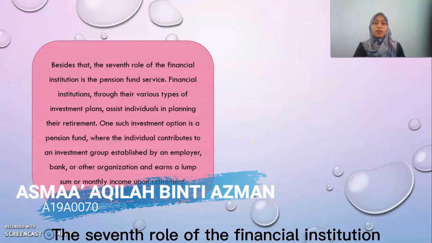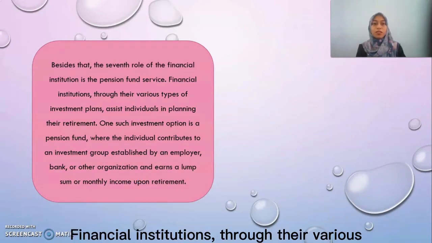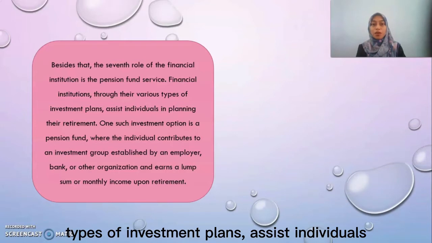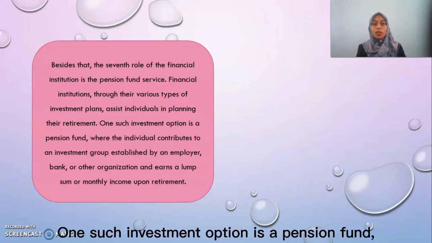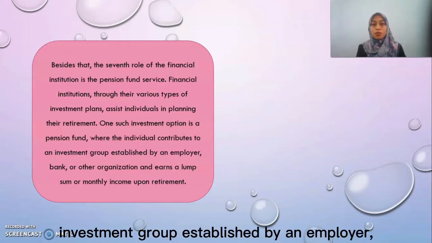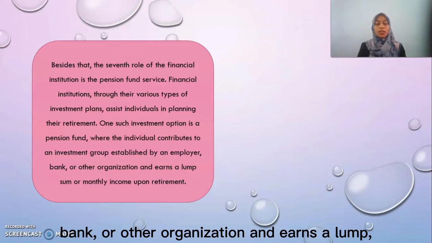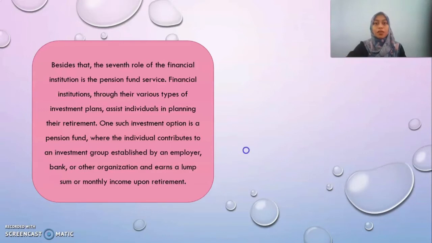Next, the seventh role of the financial institution is the pension fund service. Financial institutions, through their various types of investment plans, assist individuals in planning their retirement. One such investment option is a pension fund, where the individual contributes to an investment group established by an employer, bank, or other organization and earns a lump sum or monthly income upon retirement.